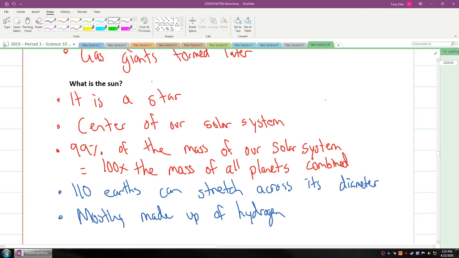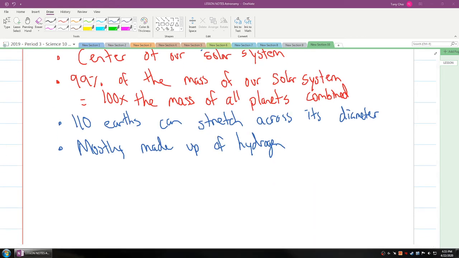Hydrogen, not hydrogen gas. So that's what the sun is. Now here's a diagram showing you different parts of a sun.